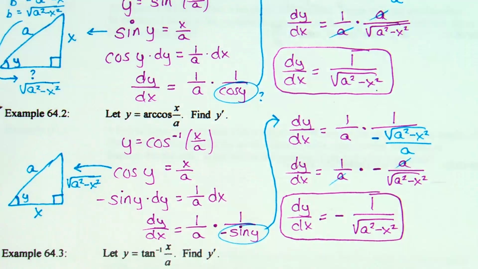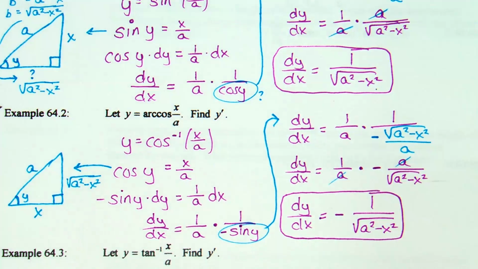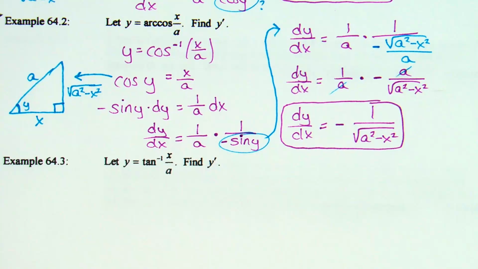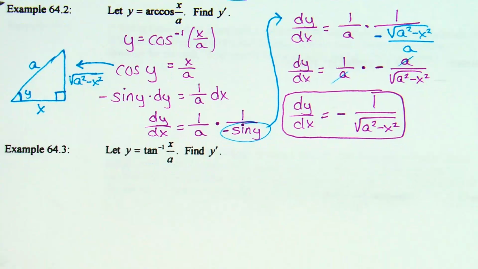Okay. One more. Well, we'll see when we get to the back. Let's do tangent inverse. Tangent is an important one. So notice this one. It already says tangent inverse of x over a. So I don't have to worry about going from arc sine.